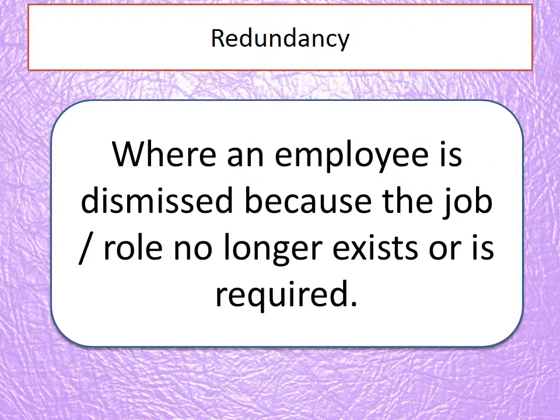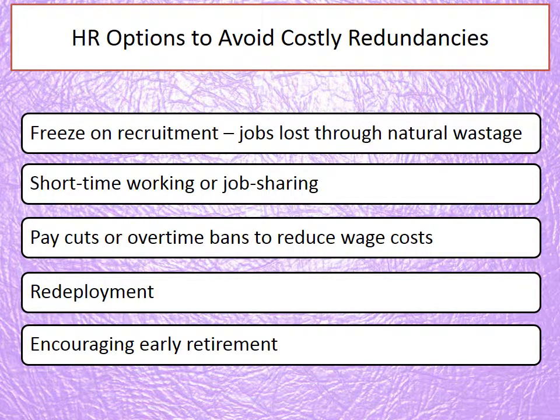Now, the next thing is redundancy. So this is where an employee is dismissed because the job or the role no longer exists or is required. So HR options. Now, usually redundancy tends to be tried to be avoided, but sometimes it just isn't. If you know that you might need to make people redundant, you can do a few things to stop it. So instead of actually making people redundant, maybe you just stop recruiting.